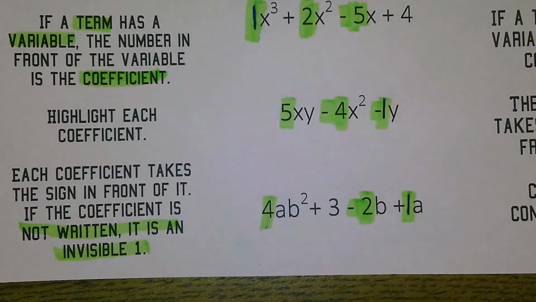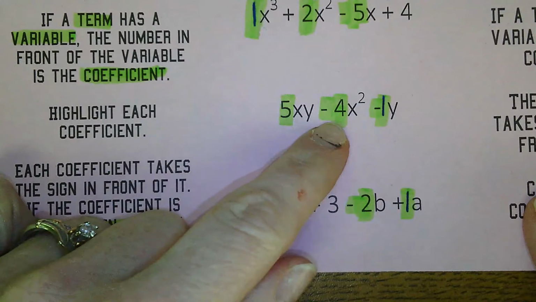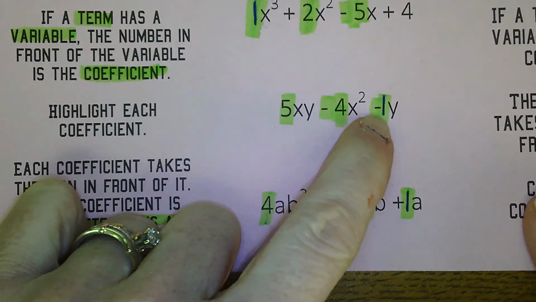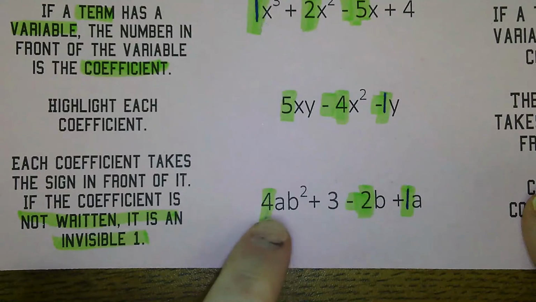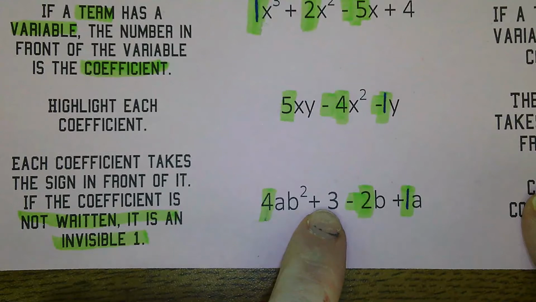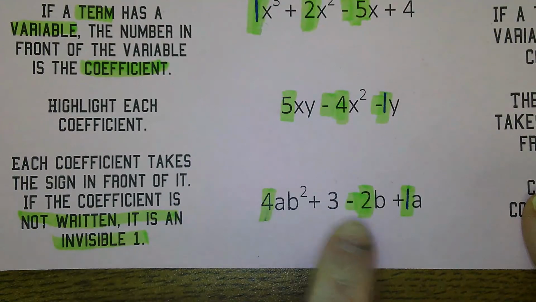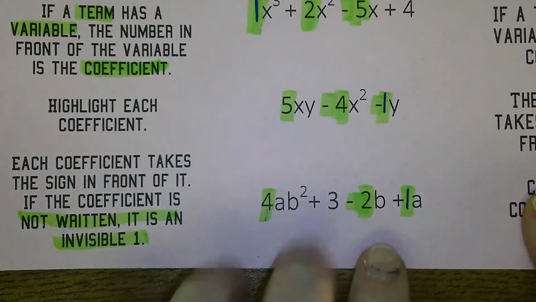Okay, let's check your work. So if you did it correctly, this coefficient is 5, this coefficient is -4, and I had to draw in this coefficient of -1. On the third example, 4 is a coefficient to AB squared. This is not. There is no variable, so I have to skip this one. This one does not have one. This is a constant. Now we're back to coefficients with a variable, a -2, and then we're back. I had to draw this one in. This would be a +1.